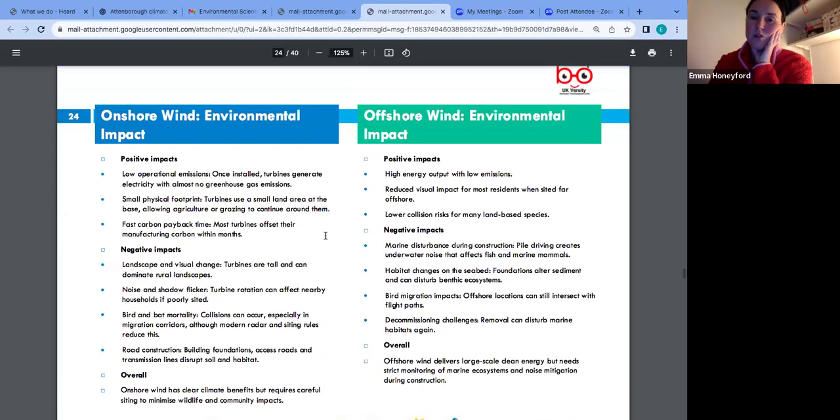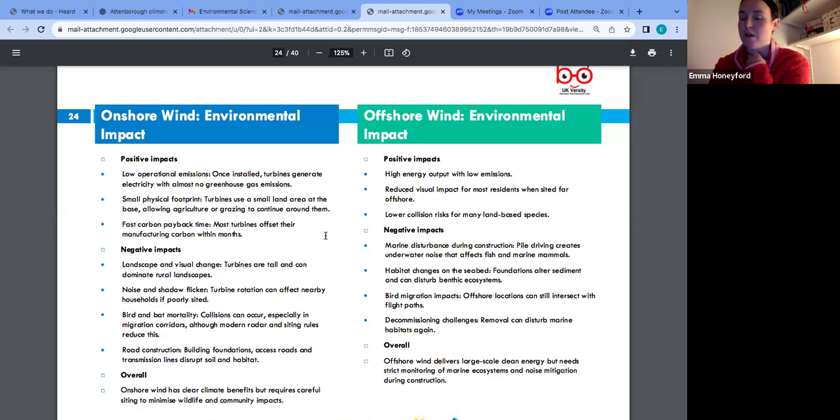Okay, so then in contrast we have offshore wind. The environmental impacts are quite positive here. You have high energy output with very low emissions, reduced visual impact for most residents when sited offshore, and lower collision risks for many land-based species. But I guess there are going to be water-based species, so there's going to be an impact for those. So I guess when we think about different types of renewable energy, it's going to be a trade-off.